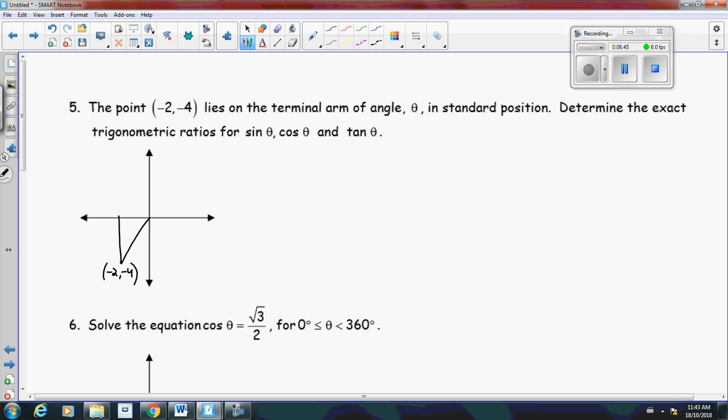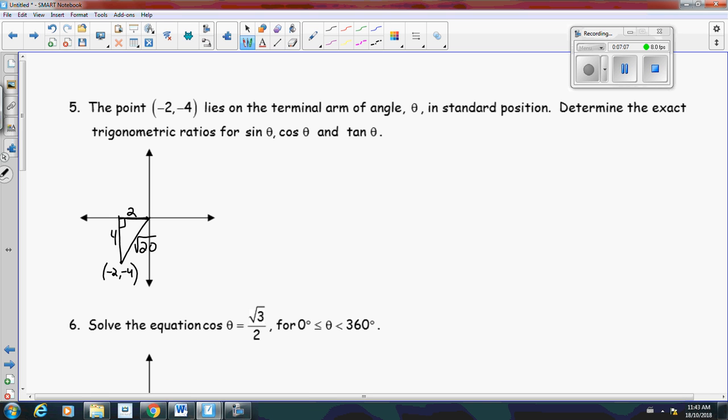Now if I want to look at this as a triangle with side lengths, I know this is 2 because my x value is -2. This side length is 4 because it was down 4. So this side here is 2 units long, this side here is 4 units long. I can now use Pythagorean theorem here to find that the hypotenuse is the square root of 20.